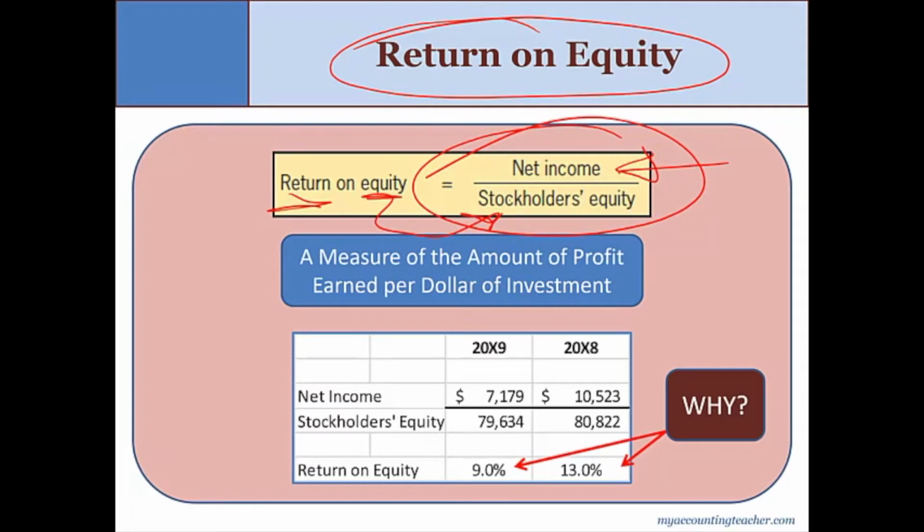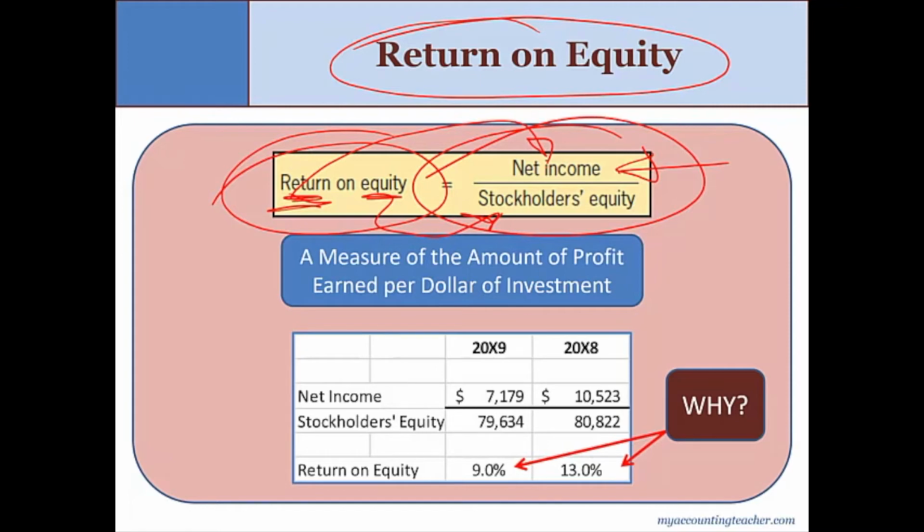Here's the thing. Sometimes we think, oh, now I'm going to have to memorize this. Or you could just say it. Return, that generally represents net income. Equity is equity. We take net income, we divide it by stockholders' equity. What is it? It's a measure of how much profit per dollar invested. So if you invested $1 in a company, how much did you earn on that dollar of investment? So return on equity is a return on your equity investment.